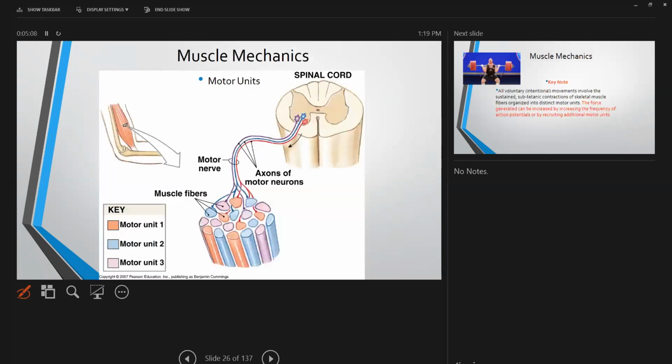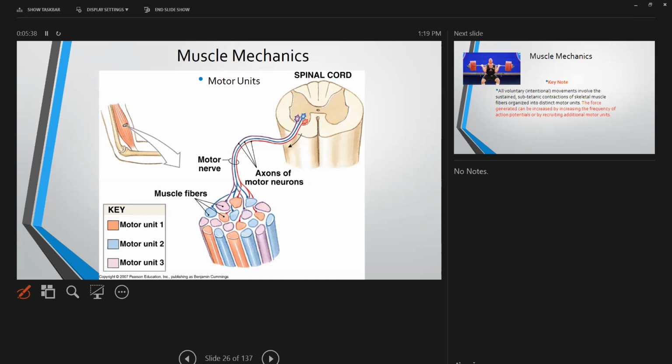Muscle mechanics. So some of this is analogous to that previous diagram that we saw with the reflex arc. However, it is slightly different. So these are under conscious control. So it cannot really be considered a reflex, but does still follow a lot of the same mechanisms. So we've got motor unit 1, 2, and 3.